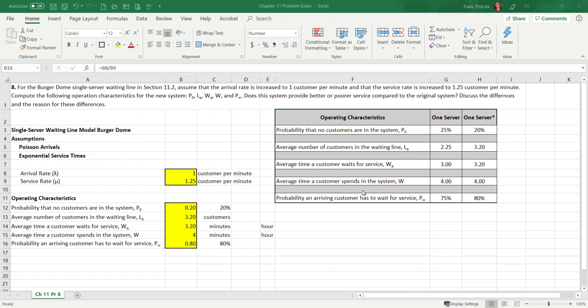Well, that's the same, but our probability of an arriving customer has to wait went up. So even though the service rate increased to 1.25, that means we are servicing more customers per minute. Yeah, that's great. But definitely it provides a poor service because now arrivals are occurring at a higher rate. Does that make any sense? We're serving more customers, therefore the arrival rate is also going up.